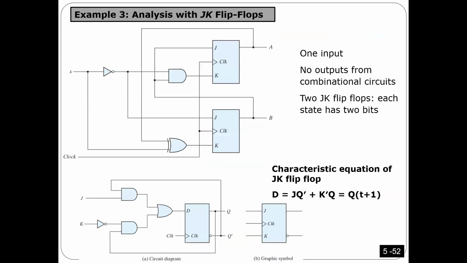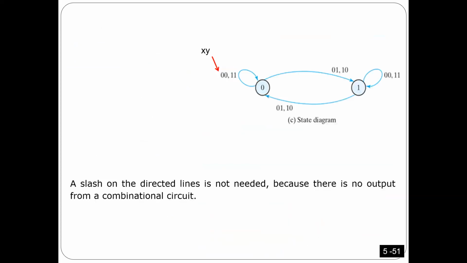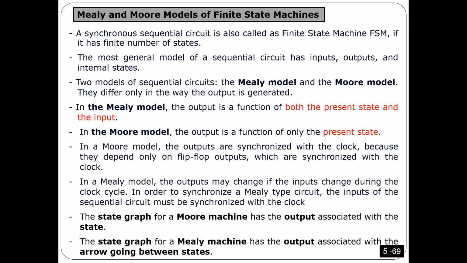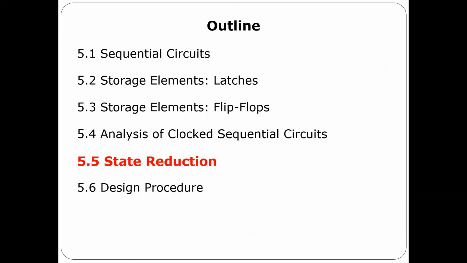Okay, so I explained these 3 examples. This week we are going to do a lab on this part. Yeah, so here I'm going to move to the next section. In this section, I'm going to talk about state reduction. So first of all, I'm going to tell you what we are going to do here in this section, similar to what we did in combinational, okay?